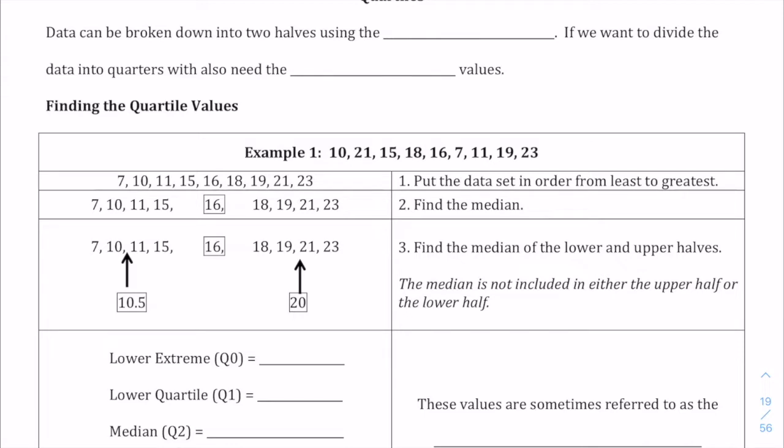Quartiles and the 5-number summary. Let's get started. Data can be broken down into two halves using, we already know this, the median. That is our middle number. It splits the data in half. If we want to divide the data into quarters, we also need the quartile values.